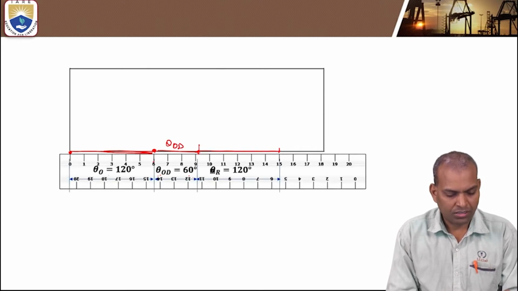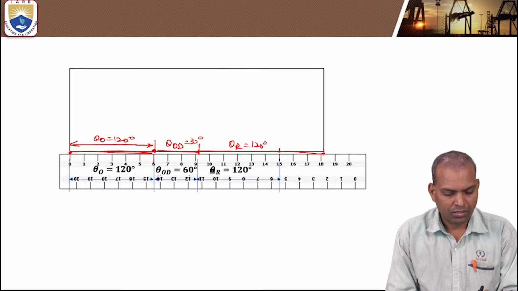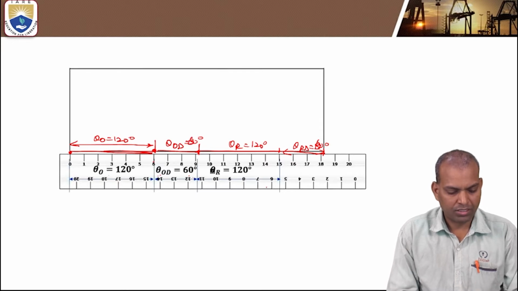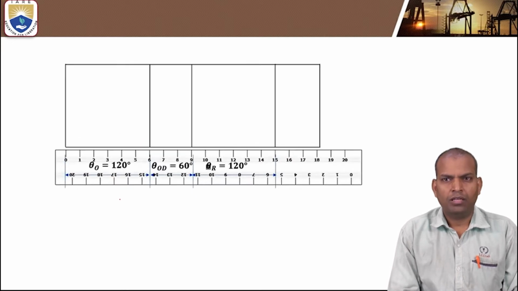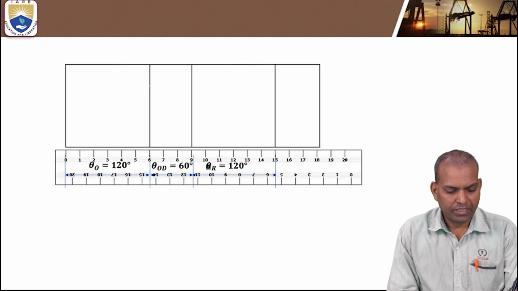The remaining 60, this portion is theta outward stroke, that is 120 degree, theta return stroke 120 degree, and theta return dwell, that is 60 degree. So it is 60 degree. Now after drawing, you draw vertical lines.